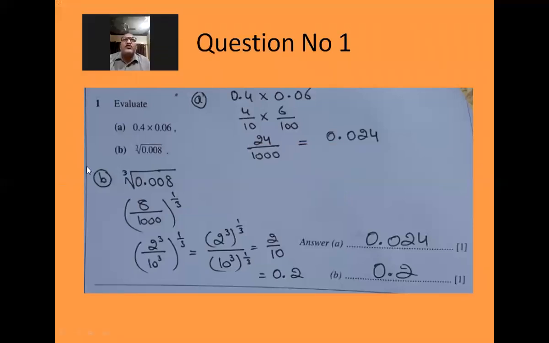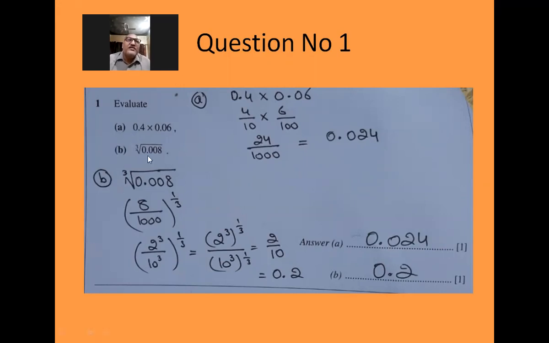As you can see here, 0.4 will be 4 by 10, and 0.06 will be 6 by 100. When you multiply them, you get 24 by 1000. So the decimal will move 3 steps to the left, so it will be 4, 2, and 0, 3 steps. So the decimal will be here, and the final answer will be 0.024. Hopefully you understand this technique.